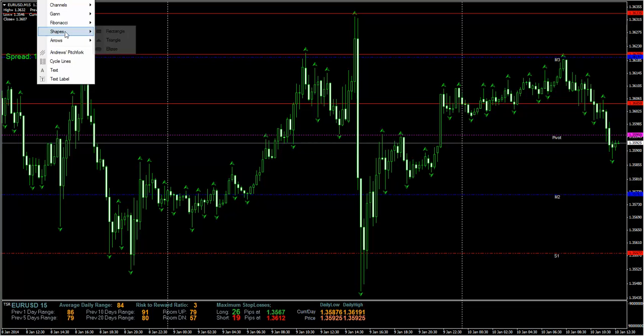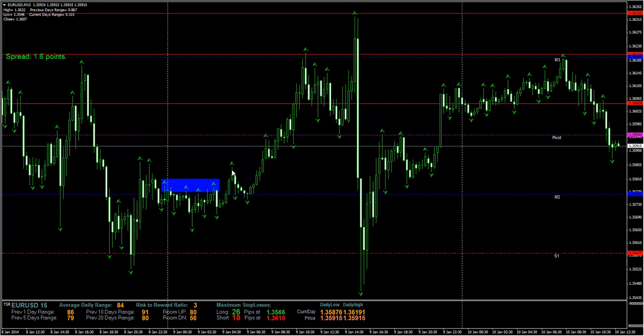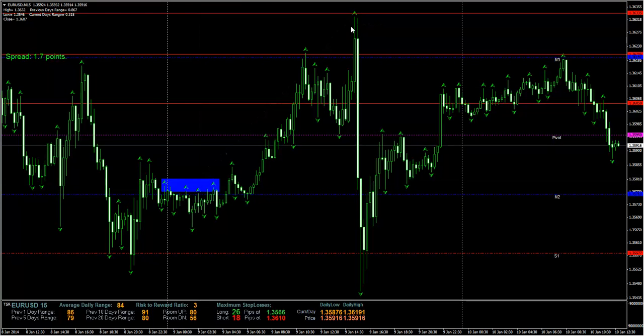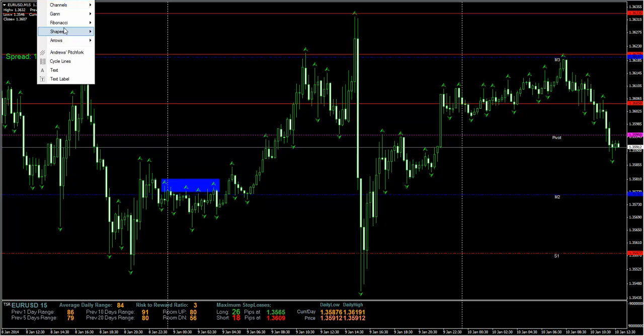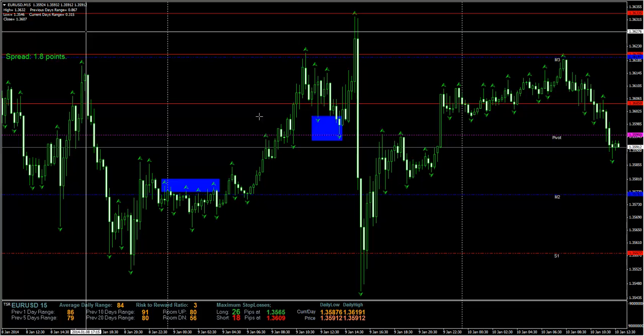If I get my little shape highlighter out, and we take this little cluster of fractals here, when they get broken with this candle here, we have a nice little rally up. A nice move there, and we rally up by around 51 pips. But let's have a look at what happens on the way back down. So we highlight the last couple of fractals here. When they get broken, again, we see a nice rally down.